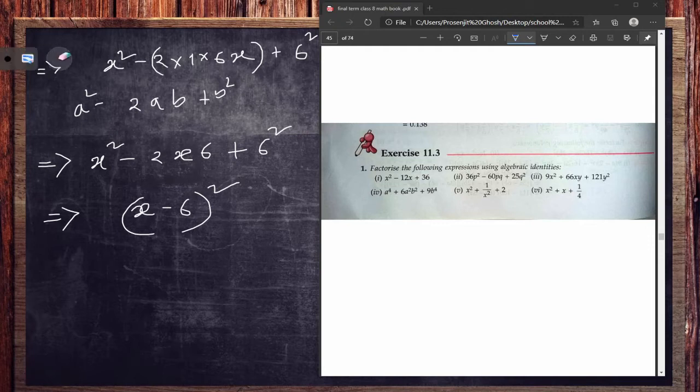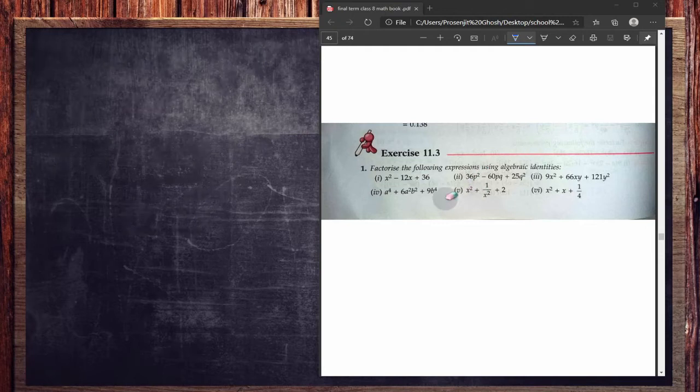Coming to the next one, that is part 5. What is given? A very important one. This is this kind of reciprocal values: x square plus 1 by x square plus 2. As you can see, we can convert this into a square plus 2ab plus b square format. But how? We don't have any 2ab over here.